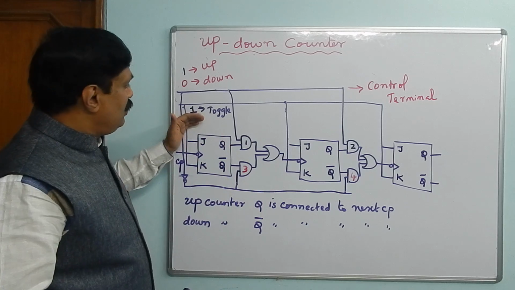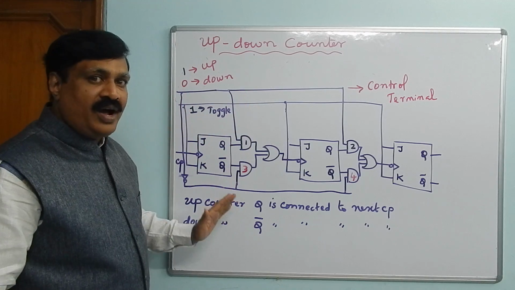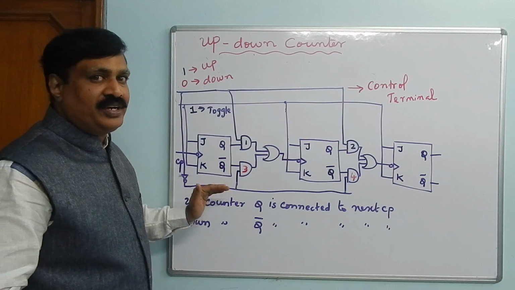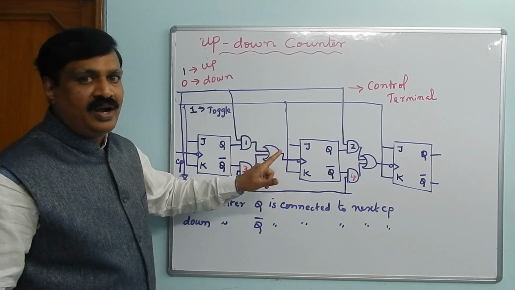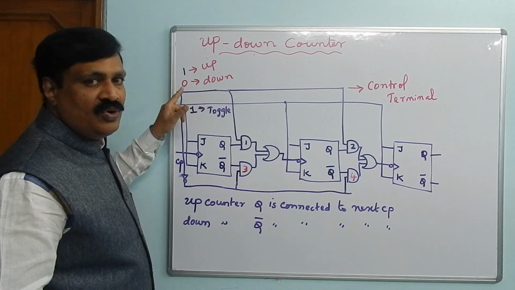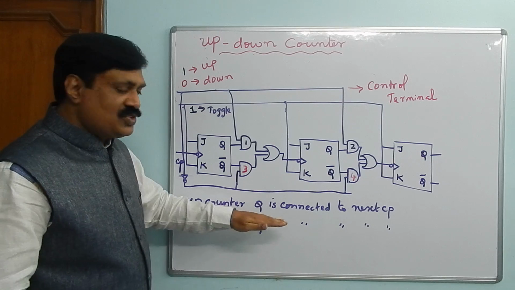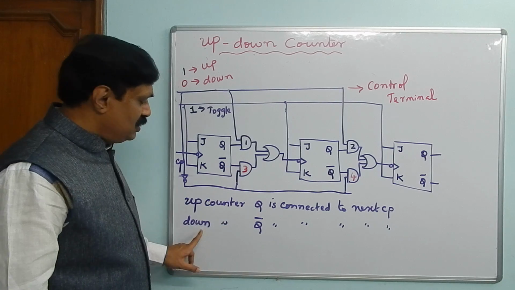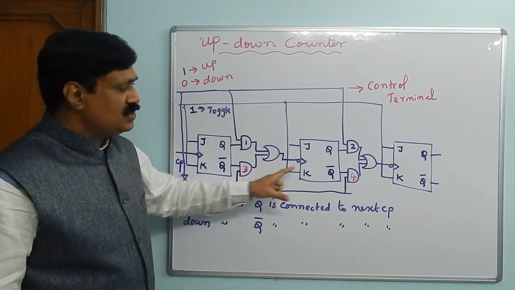Understand this: we are using JK flip-flops in toggle mode and connecting Q and Q bar. Q is connected for up counting and Q bar for down counting to the clock pulse, but only one at a time, and depending on this 1 or 0, it is used as up counter or down counter. If you don't understand, go through the up counter circuit connection and then the down counter circuit connection, and then you can easily understand how this circuit works.